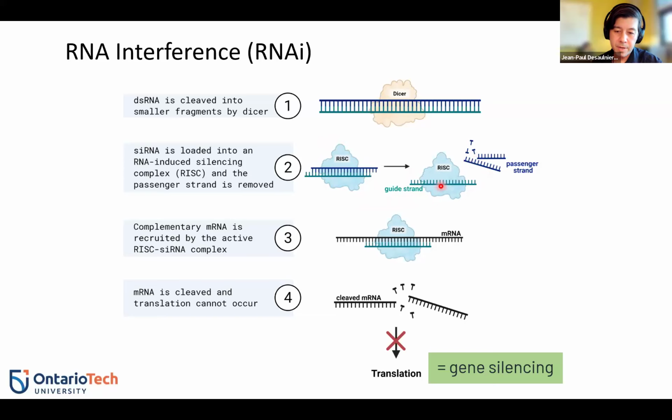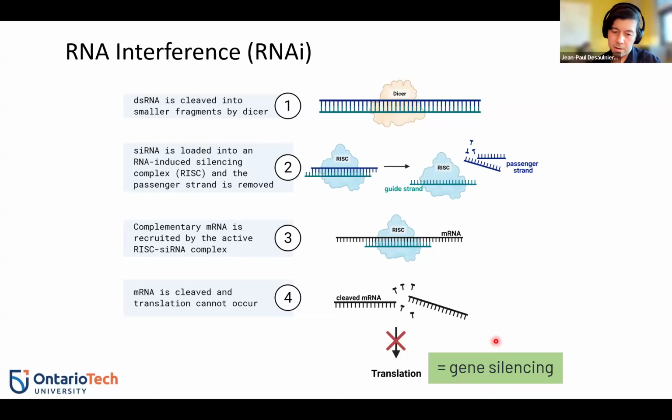And what happens is that once this binds to RISC, the passenger strand is removed, typically through cleavage at the central region by Argonaute 2. And then we have a guide strand that is then able to bind through canonical base pairing to the messenger RNA that cleaves the messenger RNA.